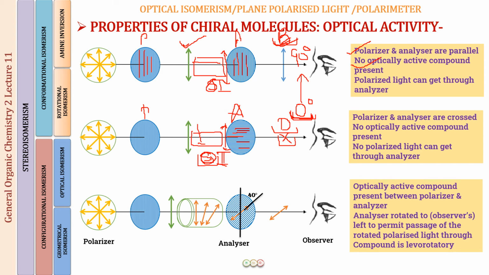Now in case we have an optically active substance, what is it going to do? Well, it has molecules of the compound which are going to rotate the plane of this plane polarized light.